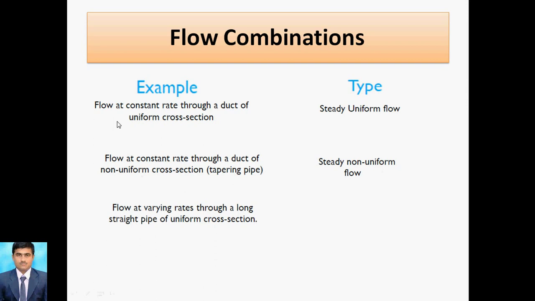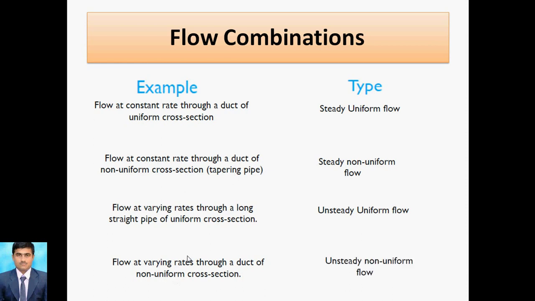Now next example. Flow is at varying rates. Varying rate means unsteady, and it is a straight pipe. Straight pipe means constant, uniform section. That's why we can say that it is unsteady and uniform, because a uniform section is there. Now next example, flow at varying rate. Varying means unsteady, and here non-uniform means what? Unsteady, non-uniform flow. So this is the identification of flow combinations.